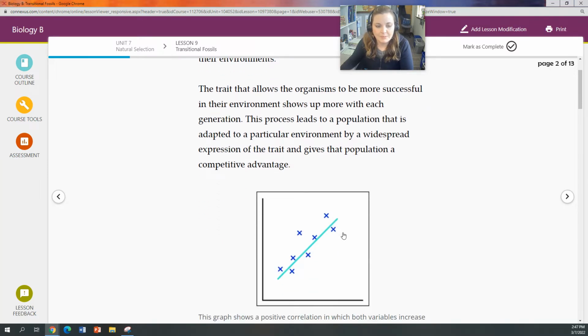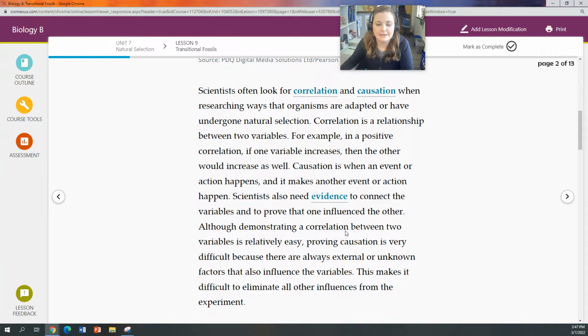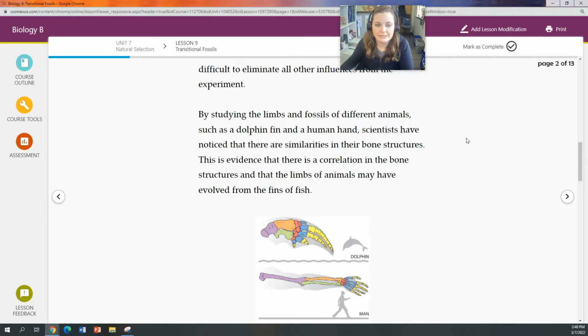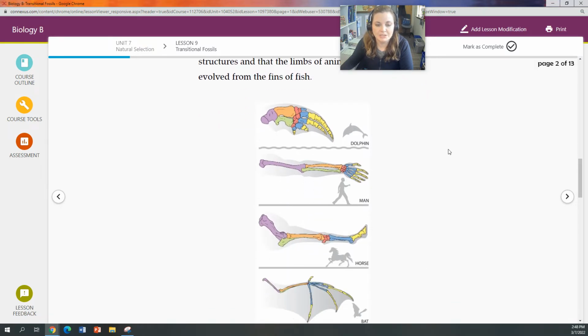All right, so again, we're talking a bit about correlation and causation to begin this lesson. Just keeping in mind that causation is very difficult to prove definitively. So we are looking at correlation oftentimes when we are seeing a relationship between two variables. For example, when scientists have been studying the limbs and fossils of different animals, such as the dolphin fin and the human hand, they have noticed there are similarities in their bone structures. There's evidence that there is a correlation in the bone structure and that limbs of animals may have evolved from the fins of fish. So again, we're talking about correlations here.